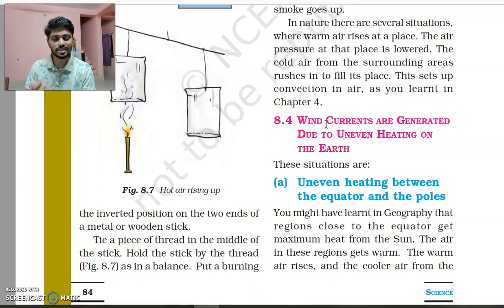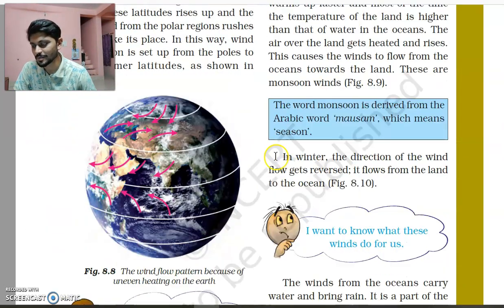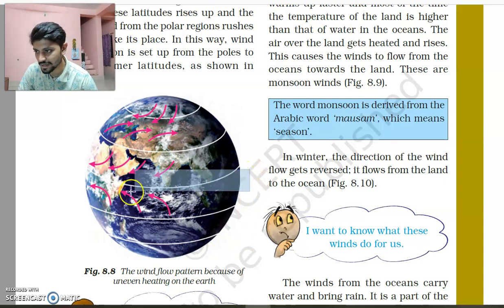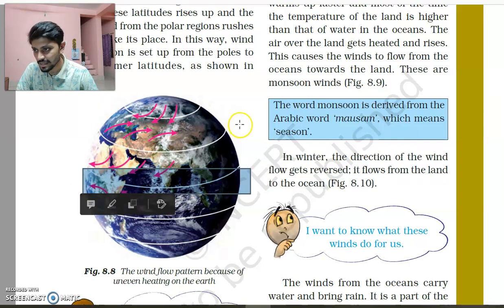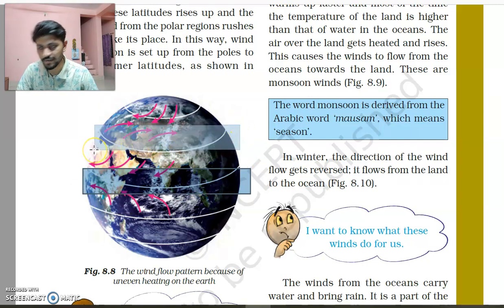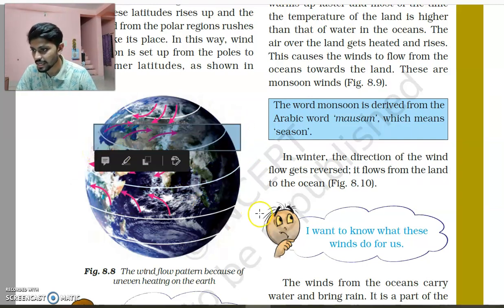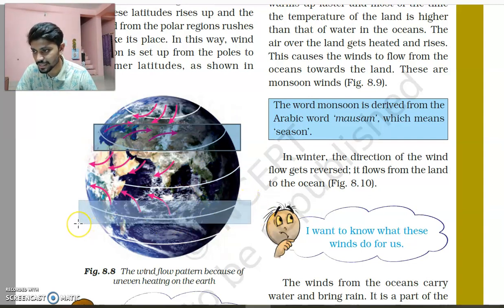The experiment we just saw is at a very low level. We saw a very small experiment. What about the entire earth? Let us find out what happens. So this is our earth, and I'm sure you know that we divide the earth in various parts. The center part is called the equator. Then as we move towards the north, we have the northern hemisphere. If we move the same way towards the south, we have the southern hemisphere.